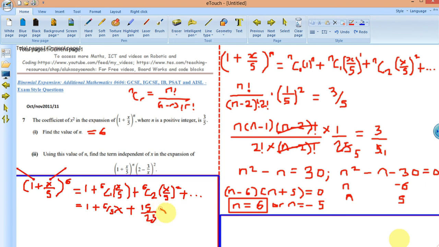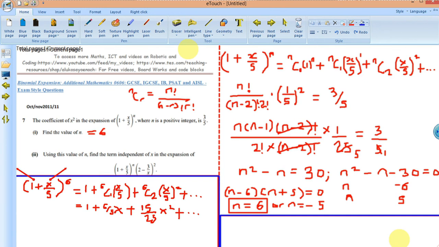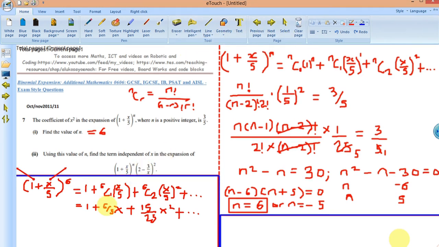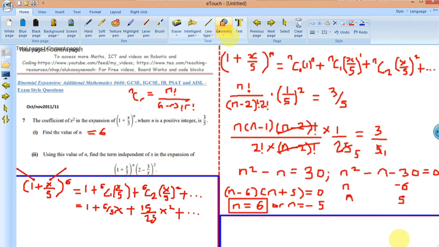x squared plus, just use 3 dots here. Then I'm going to combine this with the expansion of this one here. Let me just go ahead and do the expansion of the other one here. So expansion of 2, let me just demarcate it. Okay, so let's go ahead with this.